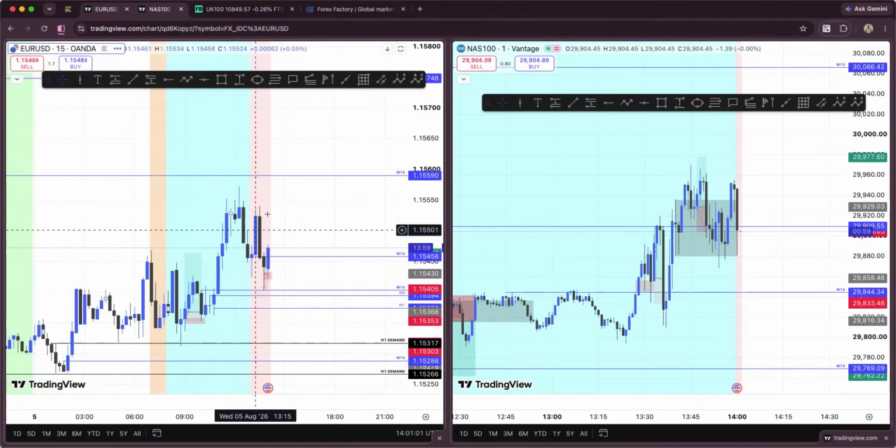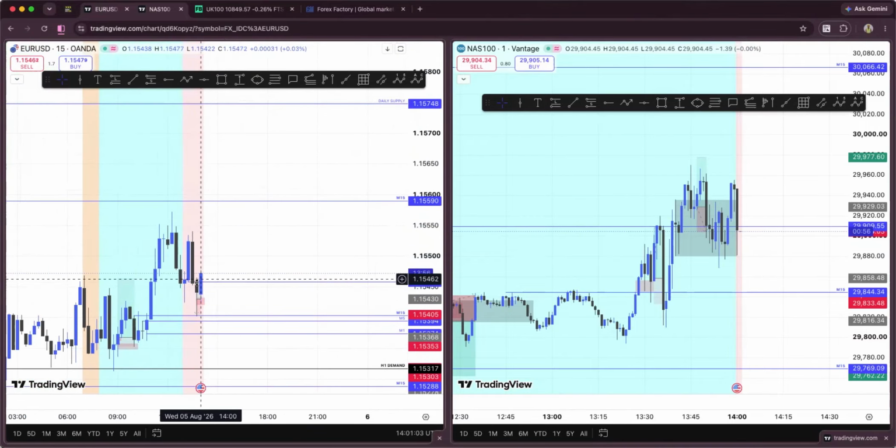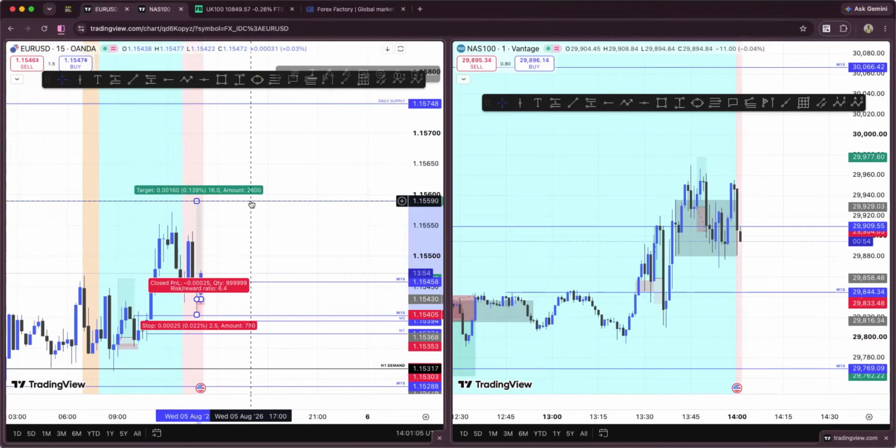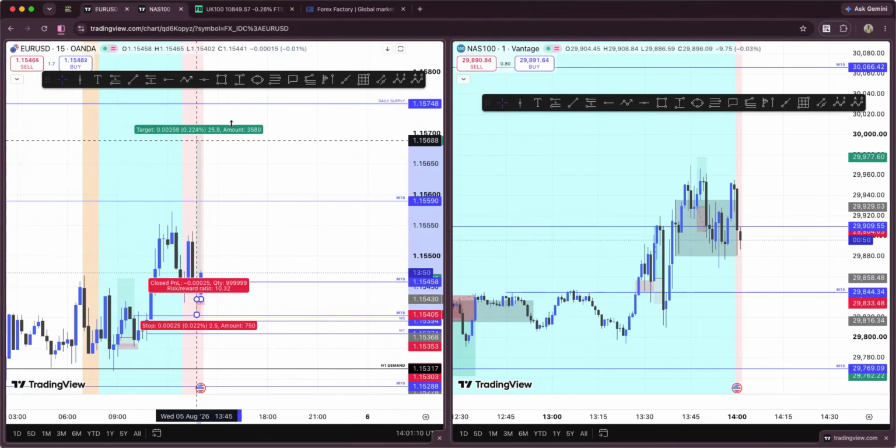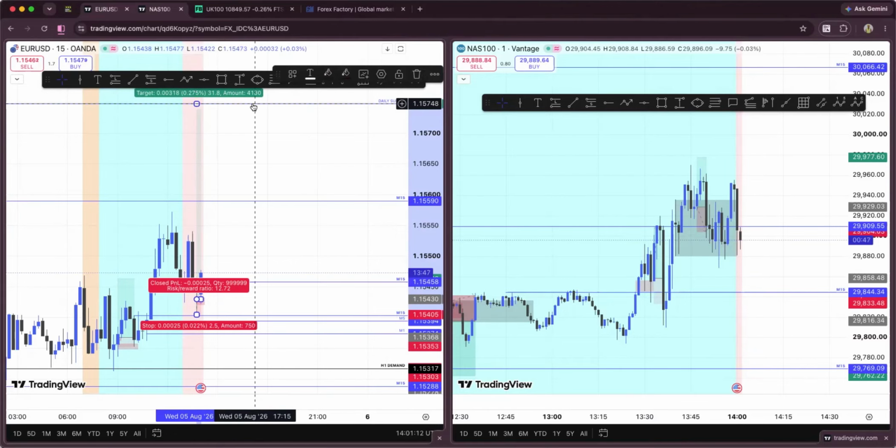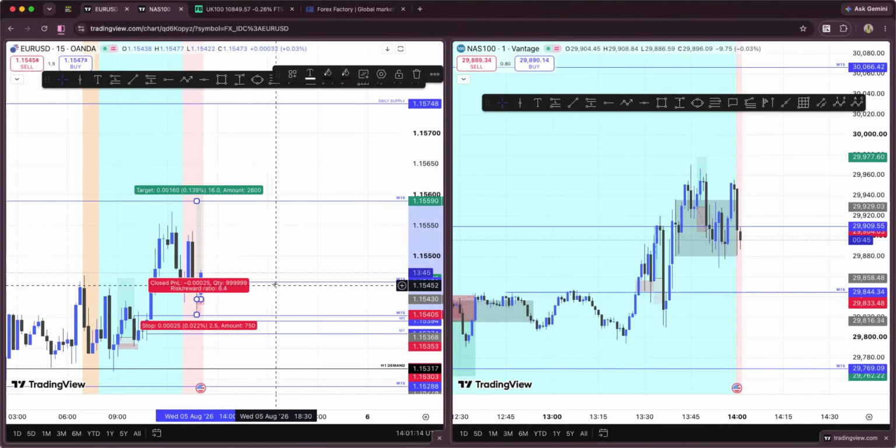If this supply gets invalidated, then nothing is stopping price from going to this high. When I'm talking about the true area of supply, nothing is stopping price from going to this daily supply. So let's see how EURUSD plays from here.